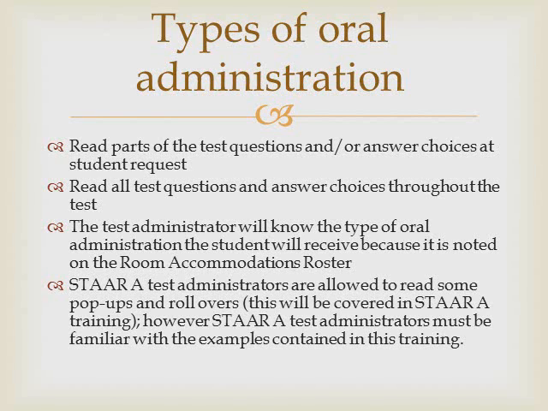There are different types of oral administration. There are read parts of the test questions and or answer choices at student request. There's read all test questions and answer choices throughout the test. The test administrator will know the type of oral administration the student receives because it is noted on the room accommodations roster. If the student is receiving oral entirety, it will say Y-E for entirety. That means you are to read everything that is allowable to be read to the student. If it says Y-W, that means it's words and phrases or upon student request.